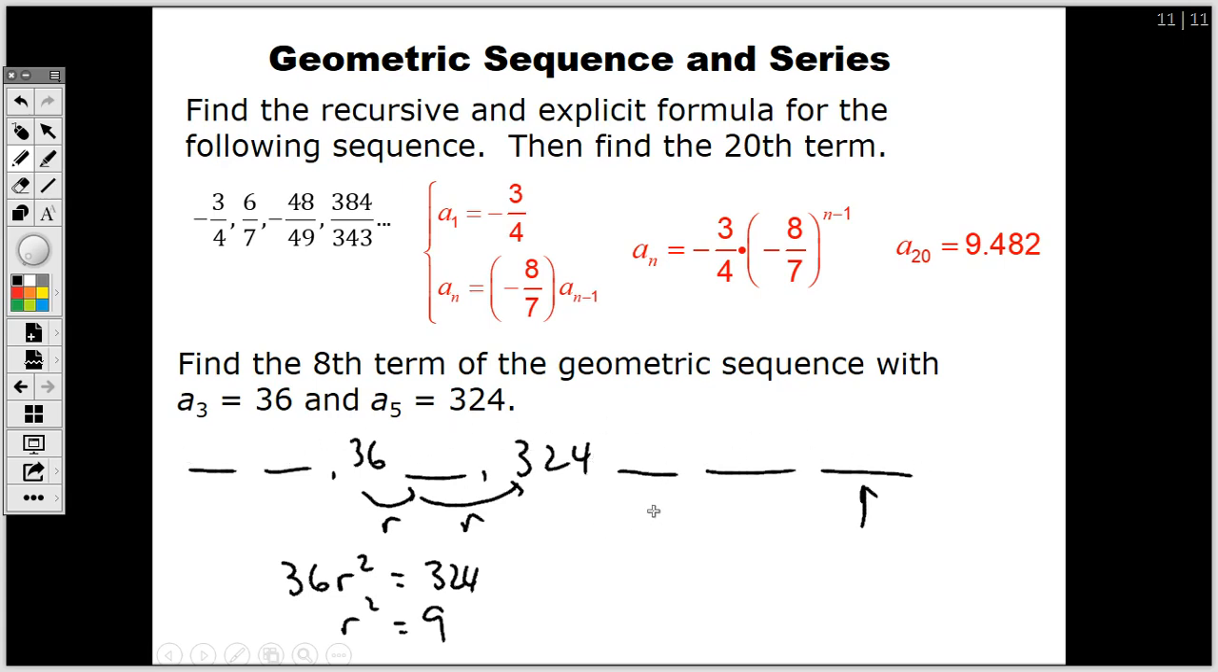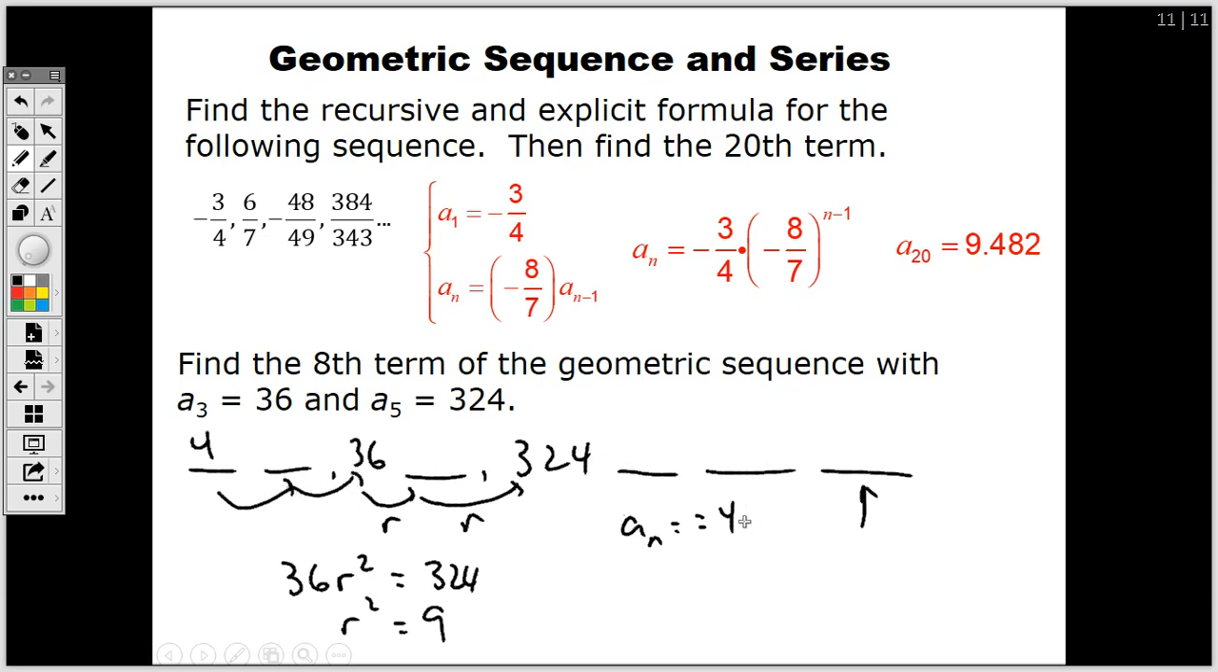Because all the even terms could be switching signs, right? So when I write my formula, a sub n equals, I got to go back. If I divide 36 by 9, I get 4. So a sub n equals 4, because this would be 4 times 3 times 3, right? Or negative 3 times negative 3.